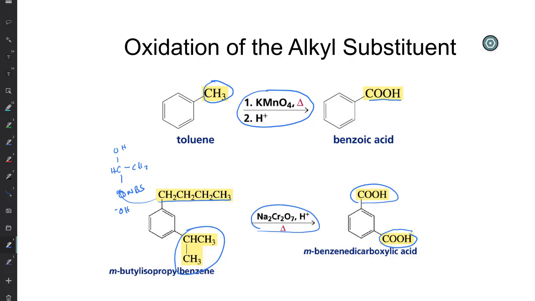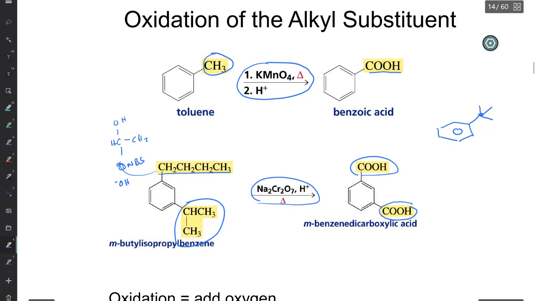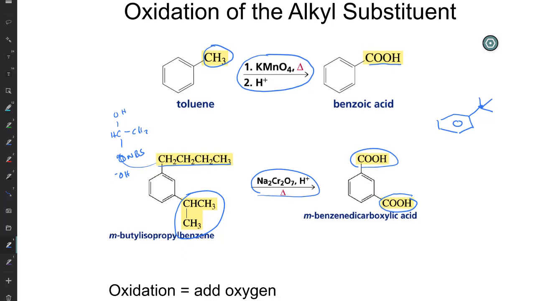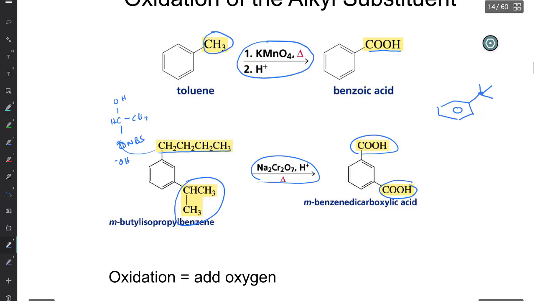But it turns out one of the limitations of these methods is that if you wanted to do the oxidation of something that looks like this, there's no hydrogens at this point, and the mechanism for this oxidation requires that there's a hydrogen there. And so you can do primary or secondary carbon oxidations using these methods, but you can't use a tertiary carbon.